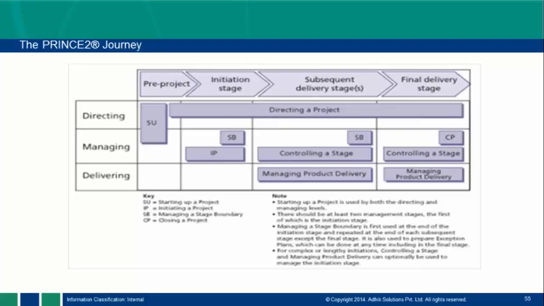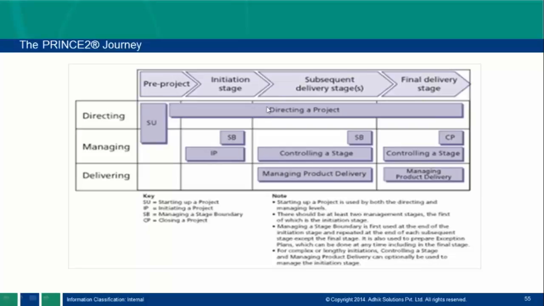Now I'm explaining here. This is the journey of PRINCE2. First we have the pre-project. These are the stages of any project: pre-project, initiation stage, and subsequent delivery stages, which means we have multiple stages. I told you we have designing, development, testing. These are my stages. And last we have the final delivery, when we are delivering the product or service to the customer. That is my final delivery stage.